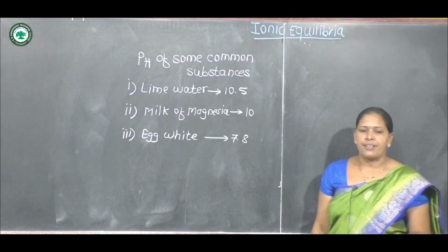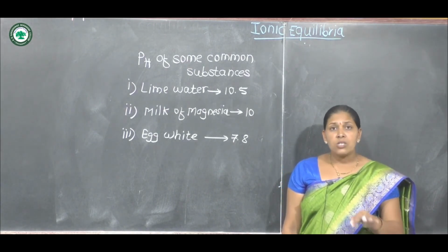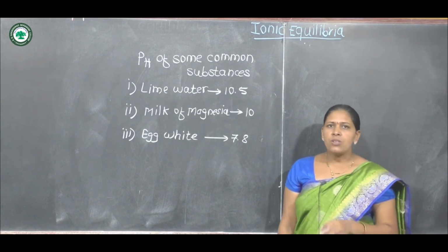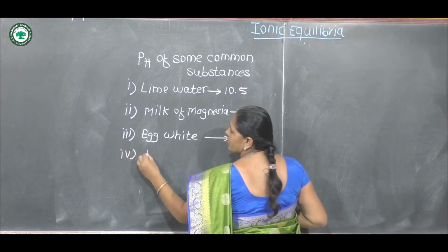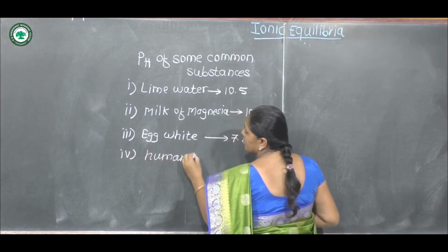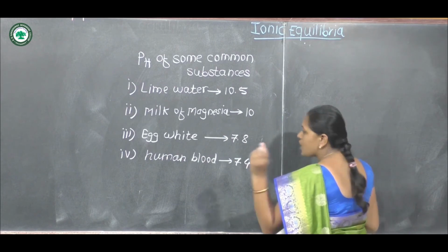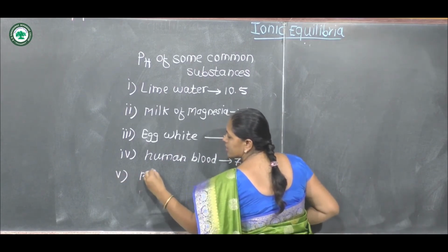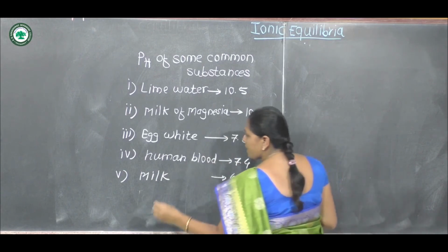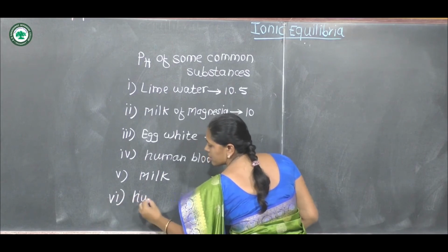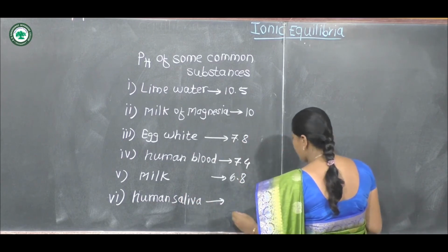Then pH of human blood. What is the pH of human blood is also included in your state board book. It is nearly equal to 7.4. Then pH of milk is 6.8. pH of human saliva is 6.4.